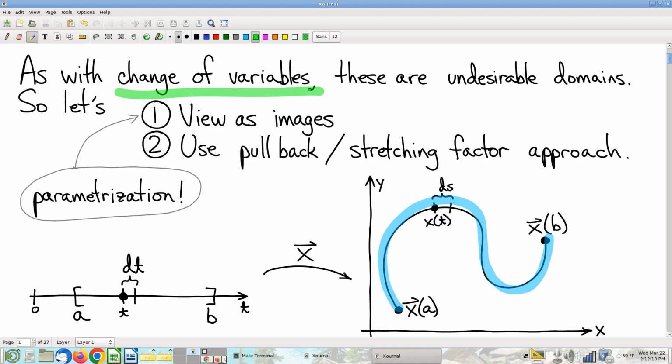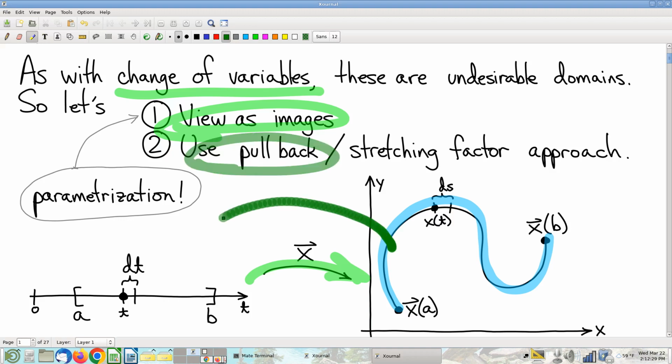Said differently, view it as an image. That was what we did in change of variables. We took our undesirable domain, we found some way to view it as being an image, and then we did a pullback to rewrite the integral that we started with on our undesirable domain and pull back through whatever function that is to get instead an integral on this pullback domain. It was very successful. We dealt with a lot of very undesirable domains with this pullback strategy.